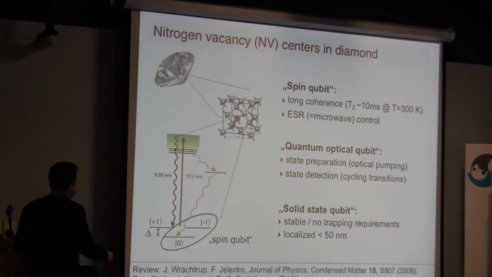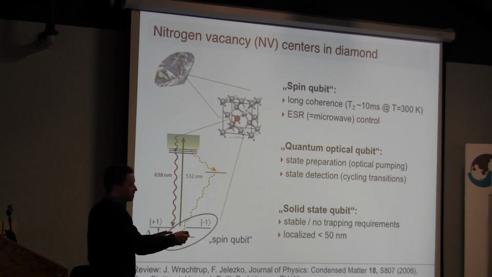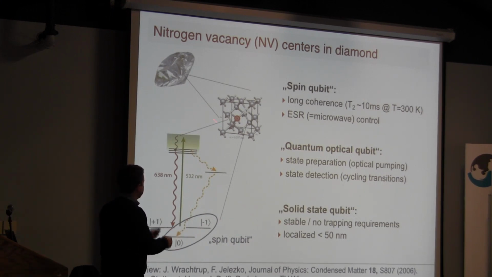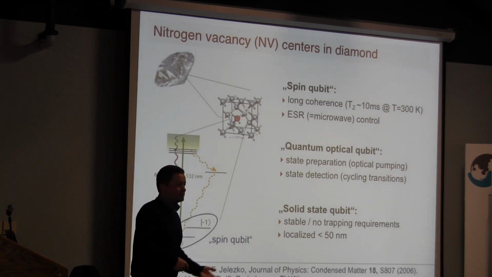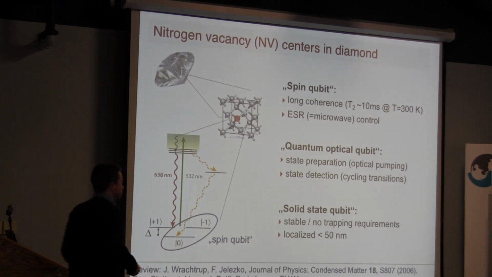And finally, what is important for the things I've talked about is that this is a solid-state qubit. So you don't need all these fancy ion trapping things. Once you look at the defect and identify it in the center, if you stop the experiment and come back one year later, it will still be there and have the same properties. So it's very convenient.